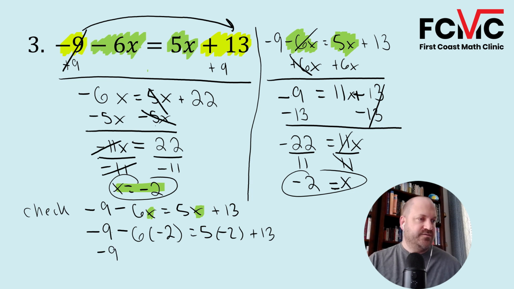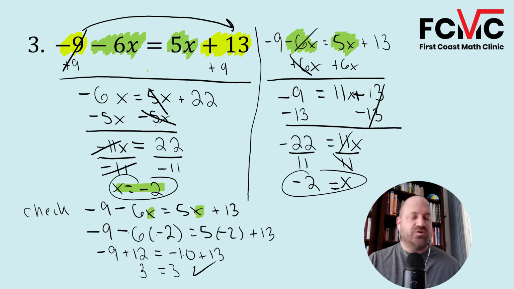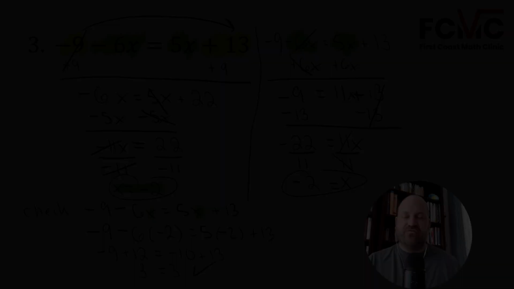So negative 6 times negative 2 is positive 12. 5 times negative 2 is negative 10 plus 13. Negative 9 plus 12 is going to give us a positive 3, and negative 10 plus 13 is going to give us a positive 3 also. So our left and right side are the same, so our solution checks. All right, let's move on to example number 4.